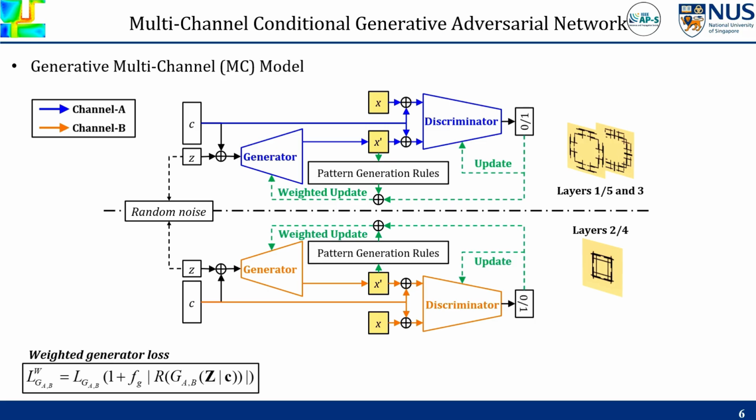For the training, we propose a multi-channel conditional generative adversarial network, and this model has 2 branches in different dimensions for different layers. And for each channel, we also use the generation rules to weight the updating gradient, and it finally contributes to the weighted generator loss.